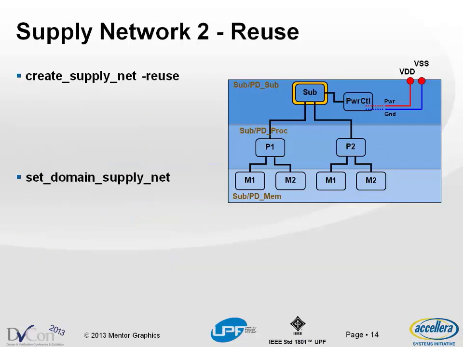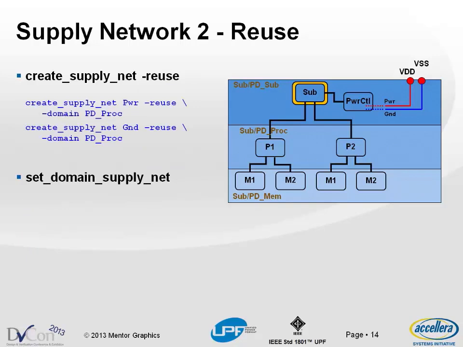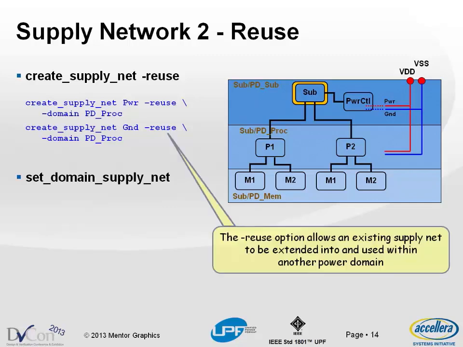There's another capability called reuse that allows me to extend the use of those same supply nets that I've already defined for use in a different power domain. These were defined for use in the PD subdomain. Now I want to use them in the PD proc domain. So I can act as if I'm creating new ones, but I'm going to use -reuse, and that just extends the ones that are already declared.